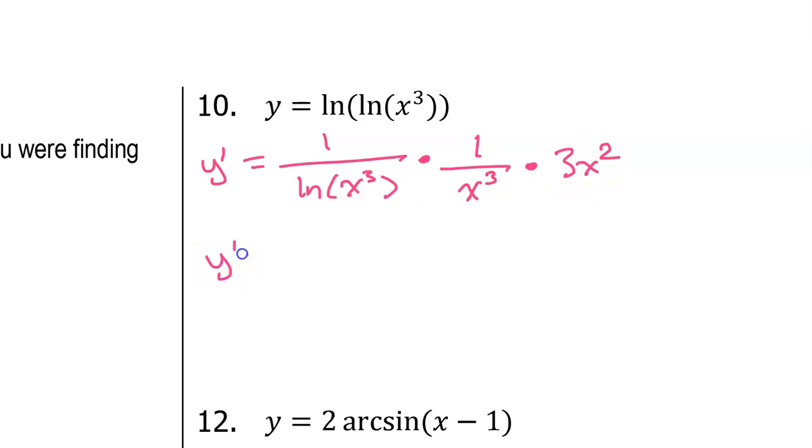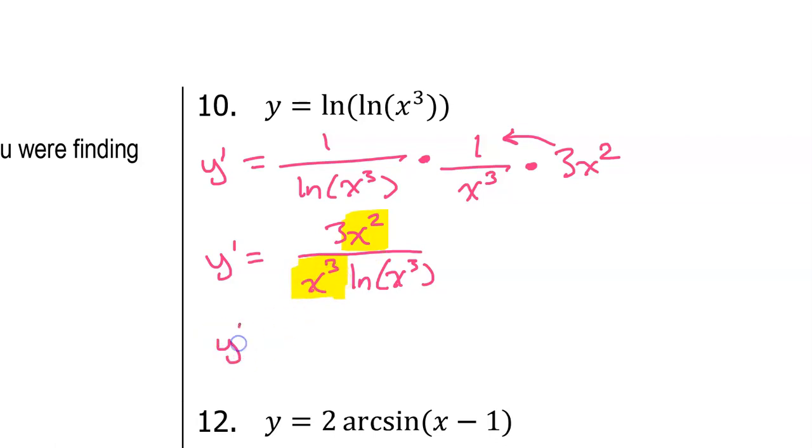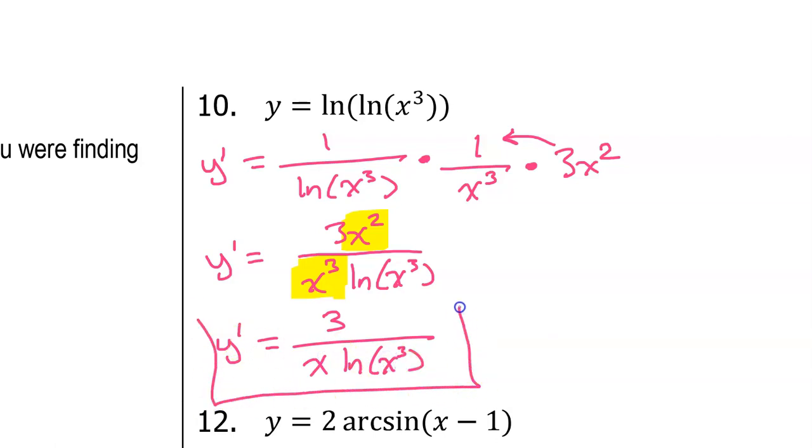When I clean this up a little bit on my next step, I'm going to put 3x² in the numerator, and I'm going to put x³ in the front. So I have 3x² over x³ times ln(x³). The two x's in the numerator will cancel out 2 of the x's in the denominator. So I will be left with y prime is equal to 3 over x ln(x³). And this is the final answer.